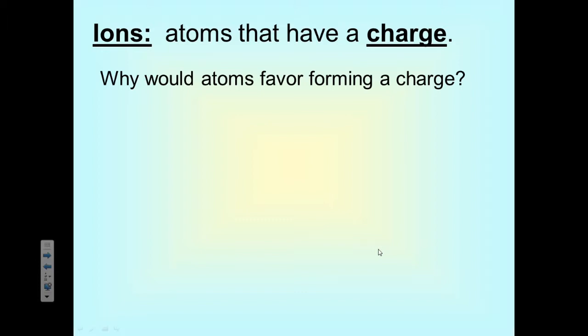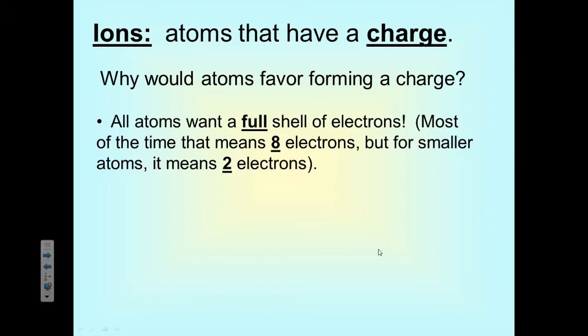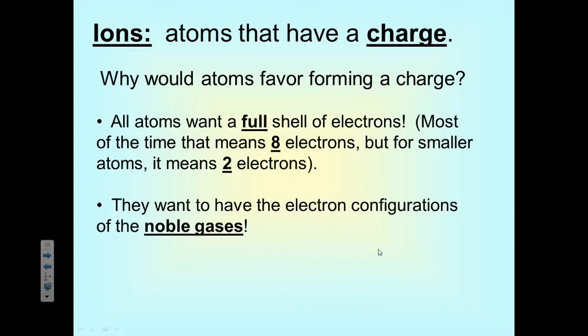Why do atoms want to form a charge? Well, everything wants to be stable. In class I talked about how, when are you the most comfortable? A lot of people said when they're in their bed, or they're on their couch, or they're in their room. Atoms want to have a full outer shell of electrons. So most of the time that means 8, but for smaller atoms it means 2. They want to have the electron configurations of the noble gases.